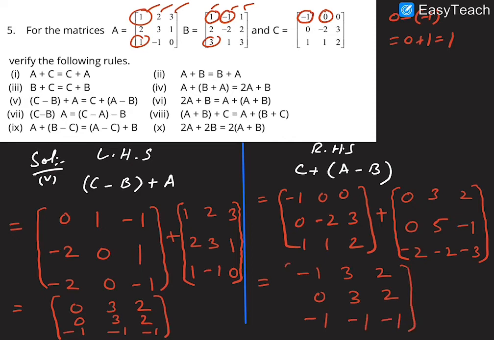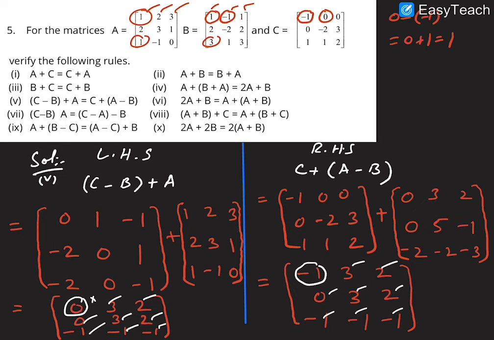Now see, match all the elements. Here we have 0 and here we have minus 1. 3, 2, 3, 2, same. 0, 3, 2, 0, 3, 2, minus 1, minus 1, minus 1. All elements are same. But we did some mistake because here we have 0 and in the other matrix in the right hand side we have minus 1. Both should be same. So let's check again what we have done.